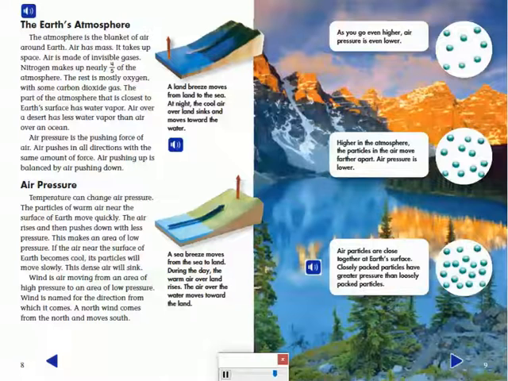Wind is air moving from an area of high pressure to an area of low pressure. Wind is named for the direction from which it comes. A north wind comes from the north and moves south.